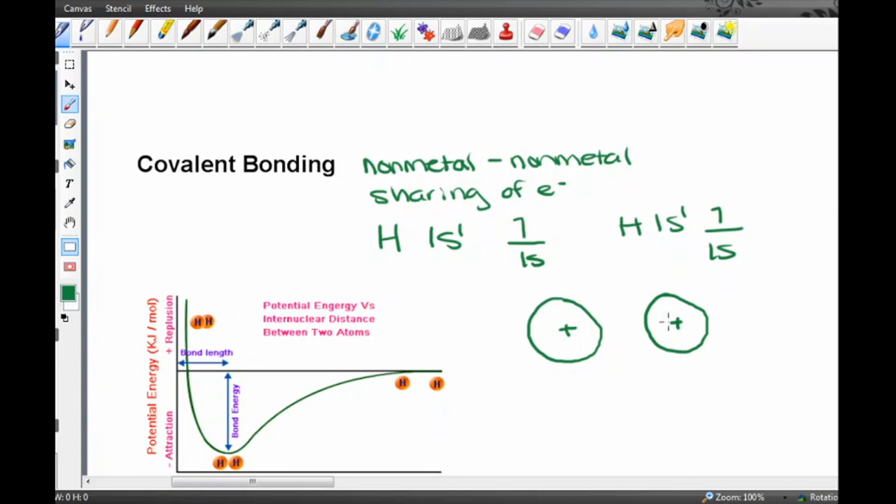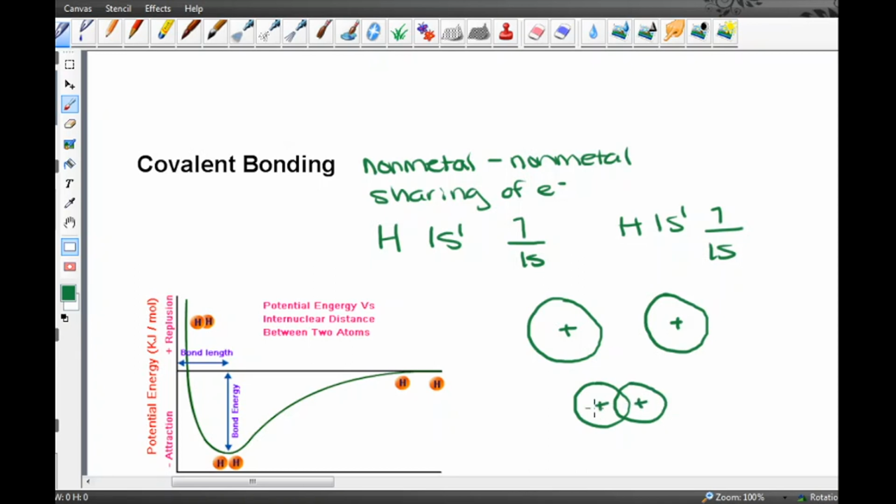But if these two orbitals were to overlap between the nuclei, we would now have attractions of this proton to this guy's electron and this guy's proton to that guy's electron. And so that's what a bond is when you have this orbital overlap between the nuclei. Remember, we call those sigma bonds.